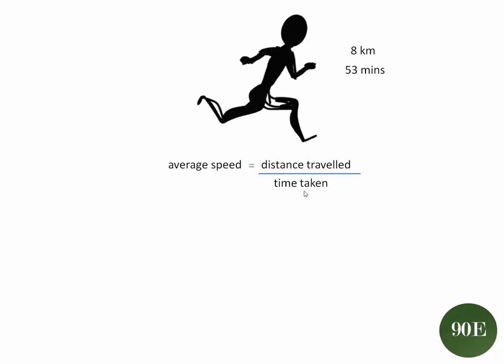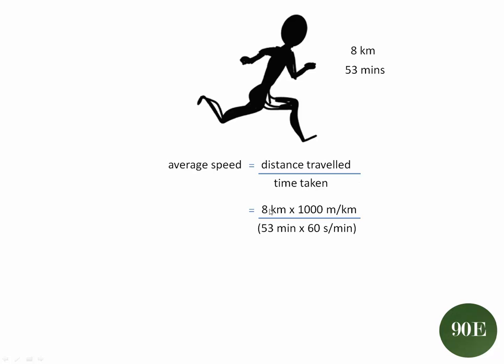Okay, let's get started. So we want the distance travelled in meters. This means that we need to multiply 8 kilometers by 1,000 meters per kilometer. And we want the time taken in seconds. So we need to multiply 53 by 60 seconds per minute. It's really useful to keep all the units in the calculation because it's like a second check to make sure that you got the numbers correct.